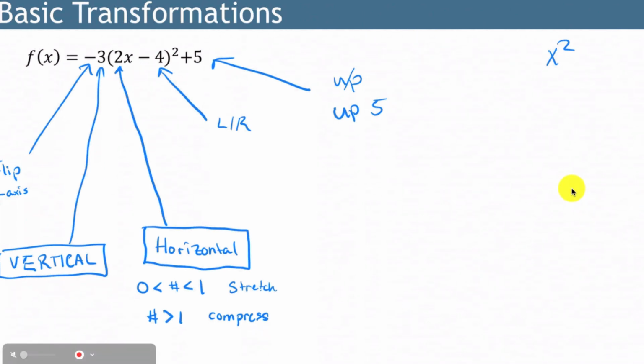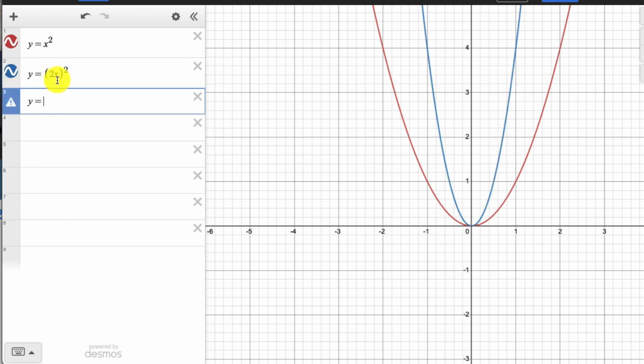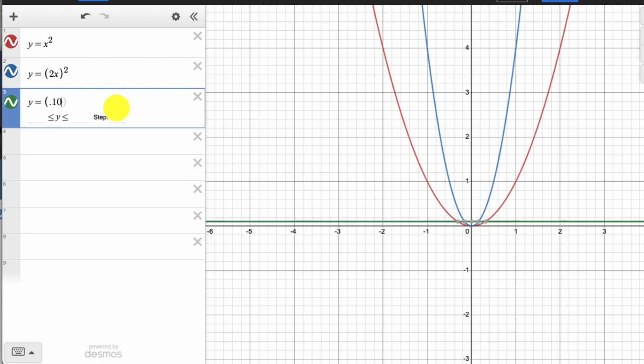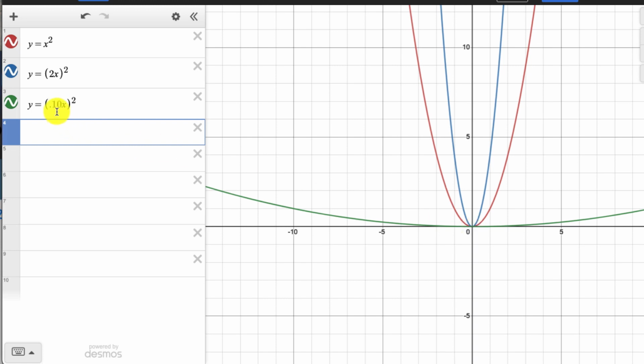All right, so let me try to prove that to you. Go back over here. So 2x squared, the blue one, the 2 is bigger than 1, and so horizontally it's compressing it. So now let's do a 1/10. But again, it's on the inside. Oh! So actually, that thing got super wide because opposite, it's actually stretching it horizontally. Okay, so when it's on the inside with the variable, that's actually horizontal, and it does the opposite. Things on the inside kind of do the opposite.